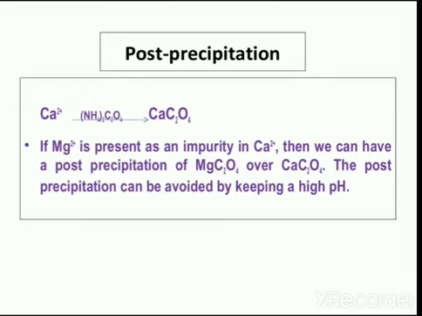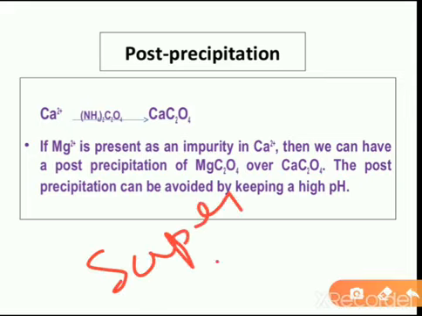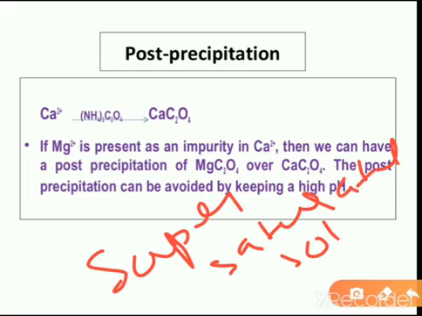This type of post precipitation occurs with sparingly soluble substances which form a supersaturated solution. So due to the formation of a supersaturated solution, only the post precipitation occurs. These substances usually have an ion in common with the analyte.